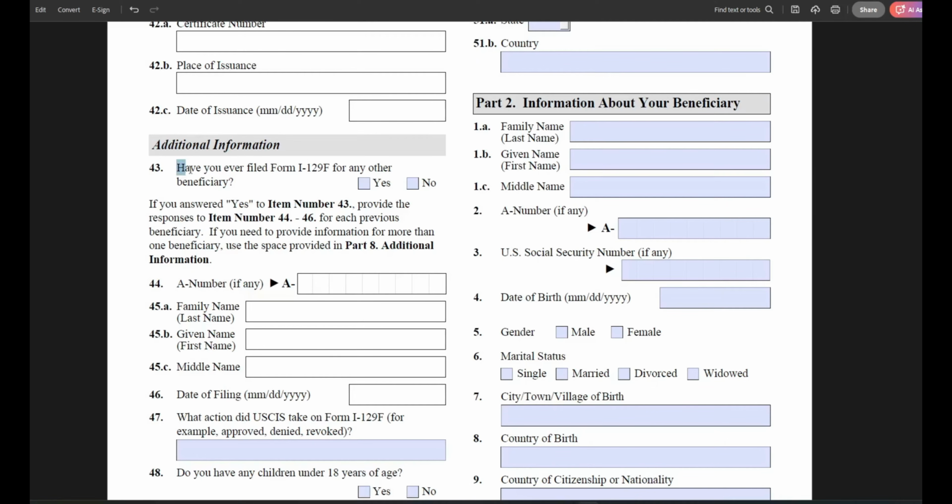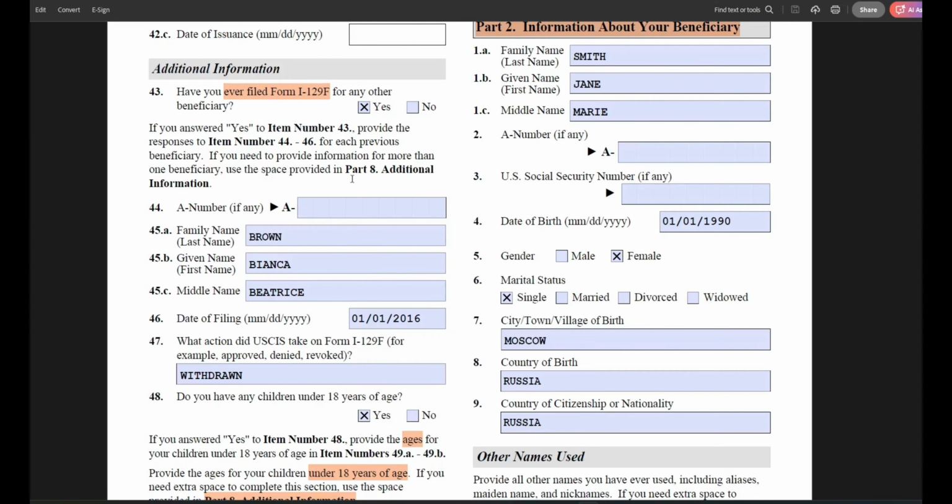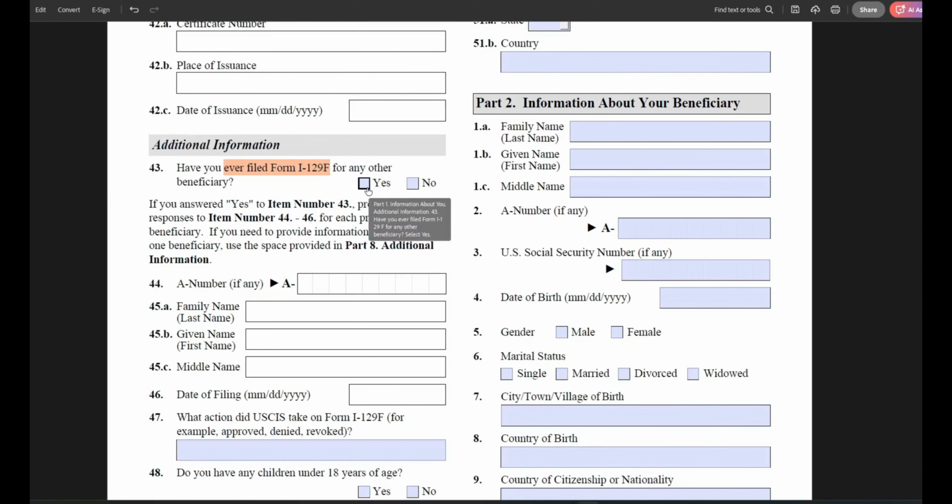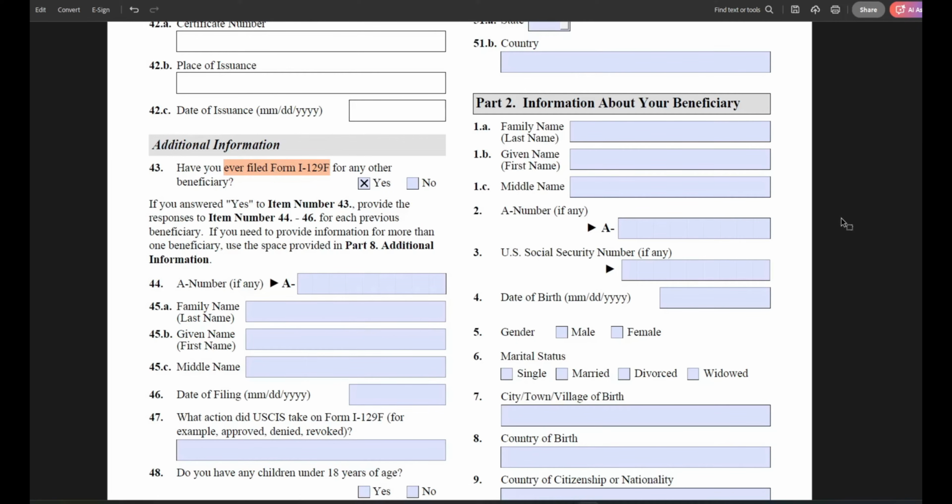Moving on, the next question asks if you have ever filed I-129F for any other beneficiary, and you still need to mention anyone for whom you have filed this type of petition, even if it was approved and your beneficiary never arrived in the US. You do not have to mention here your current beneficiary if, for example, you filed for them in the past. This is only asking if you have ever filed this petition for any other beneficiary. You will answer yes or no. So let's say, for example, we'll answer yes.